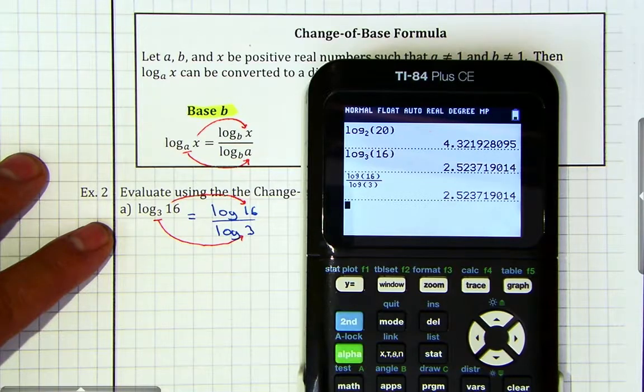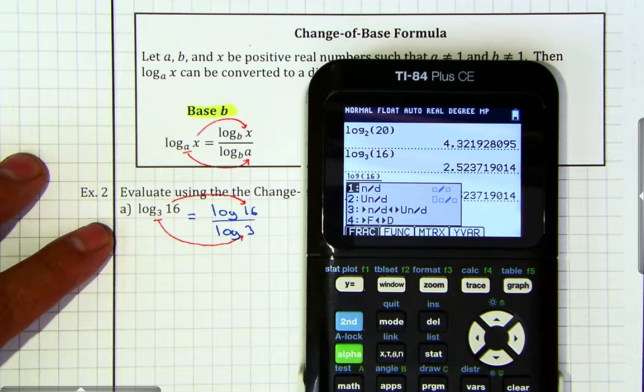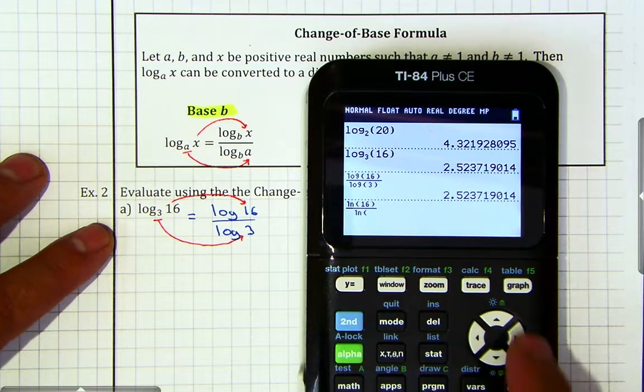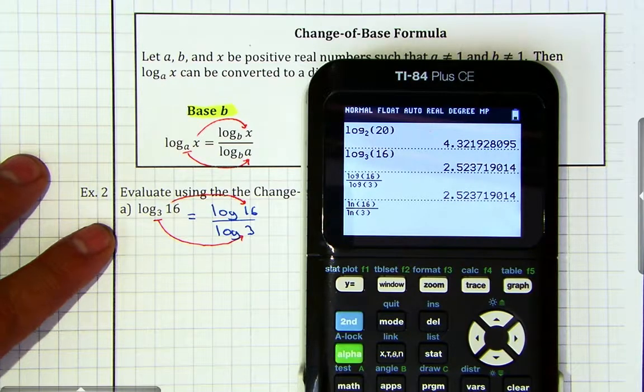And even if I use the ln instead, so if I go back and say I just want to use ln, I'll go under ln of 16, close my parentheses, ln of 3. Oh, I messed up, that should be 16. Then that should give me exactly the same value.